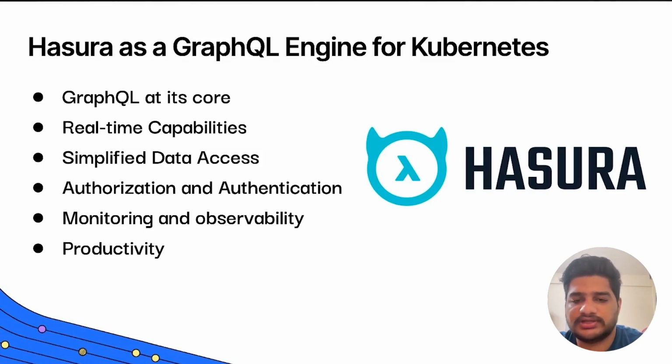Also, it reduces the time and effort required to set up a robust GraphQL API, enabling faster development cycles and easier maintenance. This is particularly valuable in a Kubernetes environment where agility and scalability are essential.